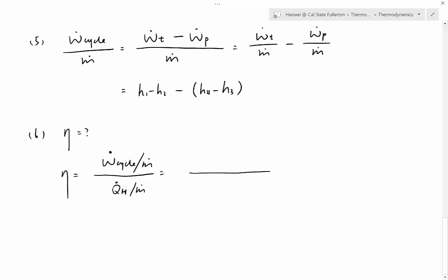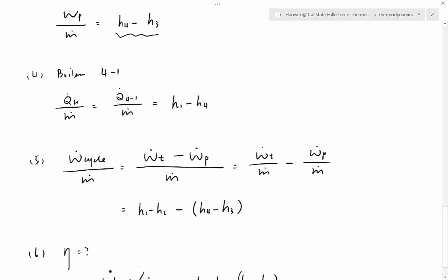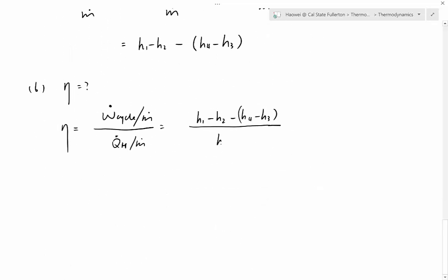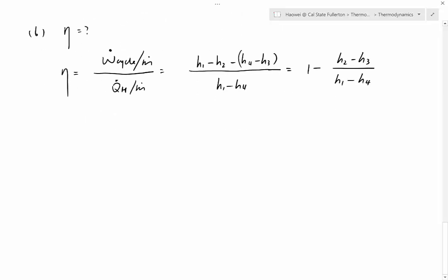So do we have the expression for the numerator, W dot cycle over M dot? Yes, we just found it from part 5, and that is H1 minus H2 minus H4 minus H3, divided by Q dot hot over M dot, that's for process 4 to 1. We found it earlier, it's H1 minus H4. And from algebra, the solution is 1 minus H2 minus H3 divided by H1 minus H4. And then there's something new.